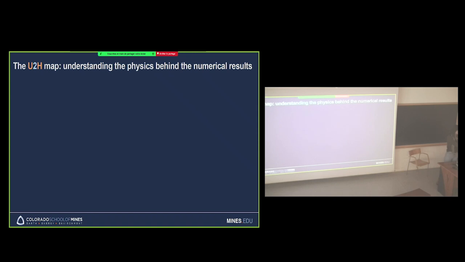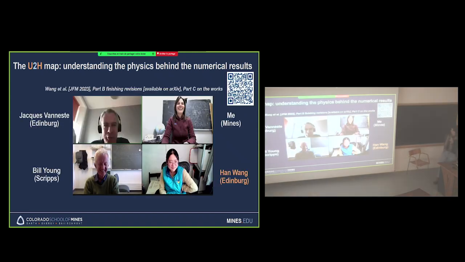This is work mostly led by Han Wang, who's a postdoc at the University of Edinburgh. Han is working with myself, Jacques Van Est, and Bill Young at Scripps. The first part of this work came out in JFM last year, and we just got the reviews back for what I'm going to talk about today, but you can access the archive draft using this QR code here.